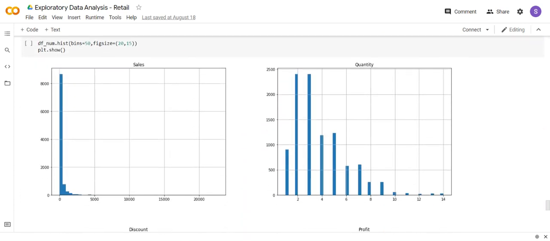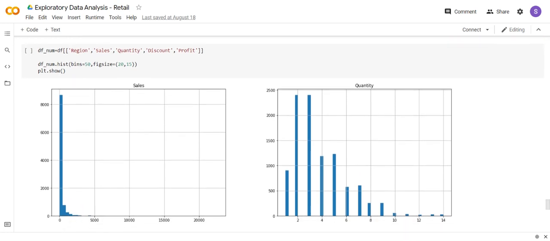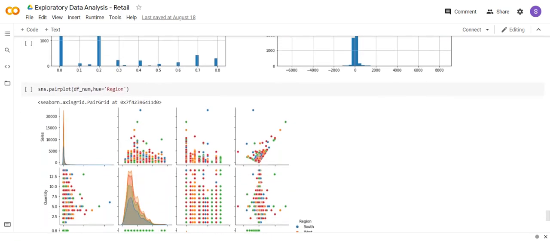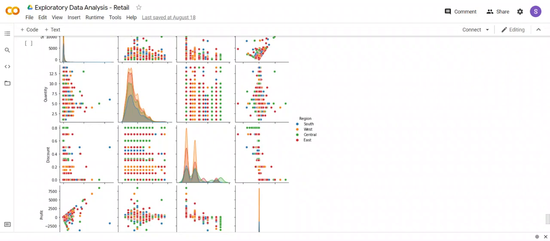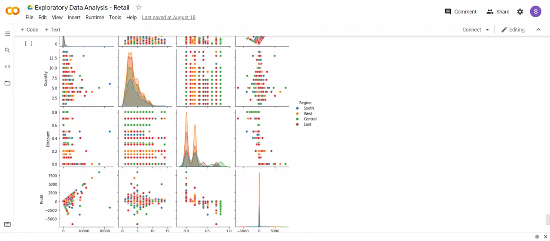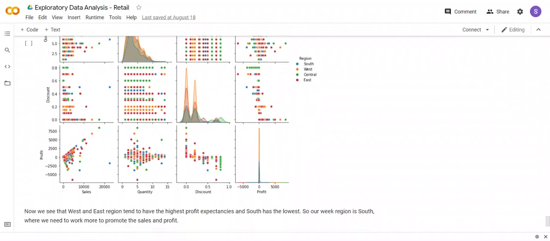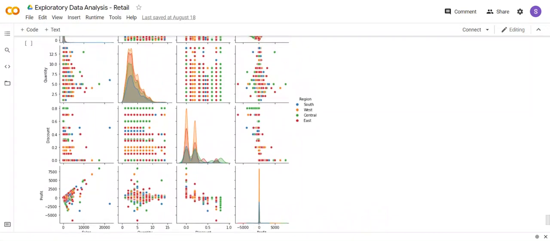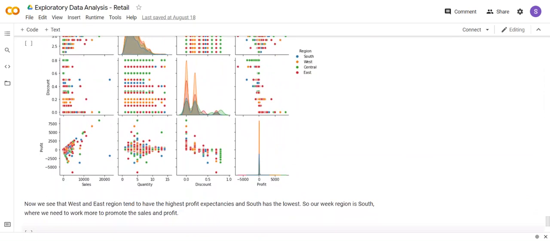And in the end, I did a plot where I'm showing the sales, quantity, discount, and profit. I also used a pair plot where you can see that South and Central are the weakest areas for making profit, though in East and West we are getting the highest profit expectancies. So this is the data analysis which I did.